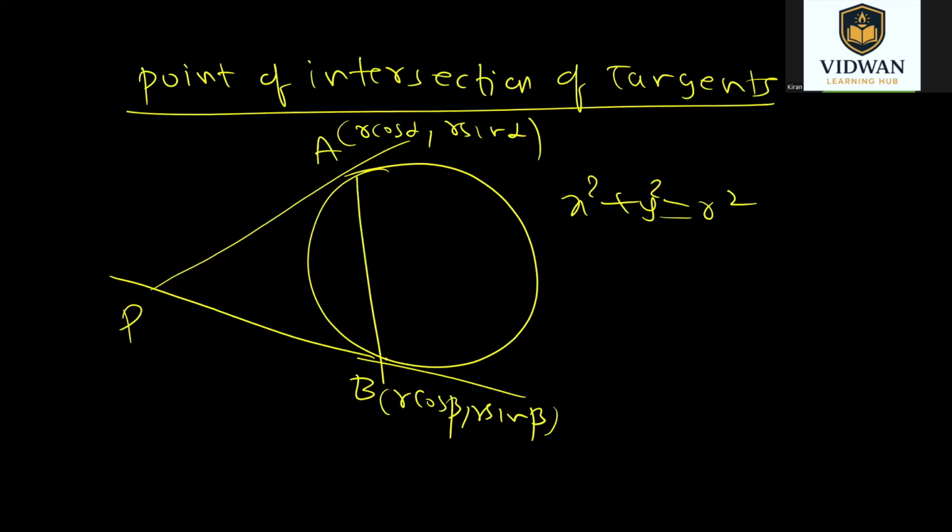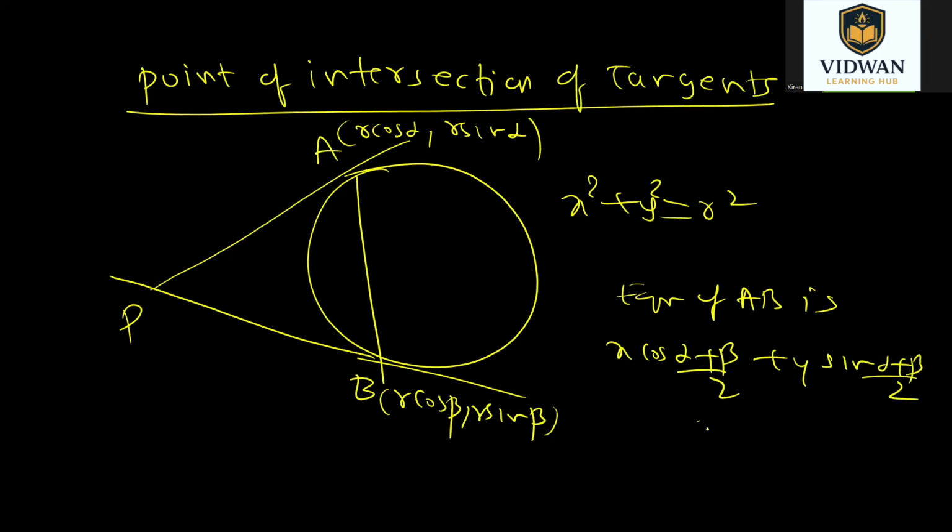First, if I join these two, the chord equation I already explained. So equation of AB I know already. What was the formula for equation of AB? We wrote earlier x cos of (alpha plus beta)/2 plus y sin of (alpha plus beta)/2 equal to r cos of (alpha minus beta)/2. So from this you can easily remember P. That's why I'm using that. So P will be, this right hand side you can write down. You can write down cos of (alpha plus beta)/2.